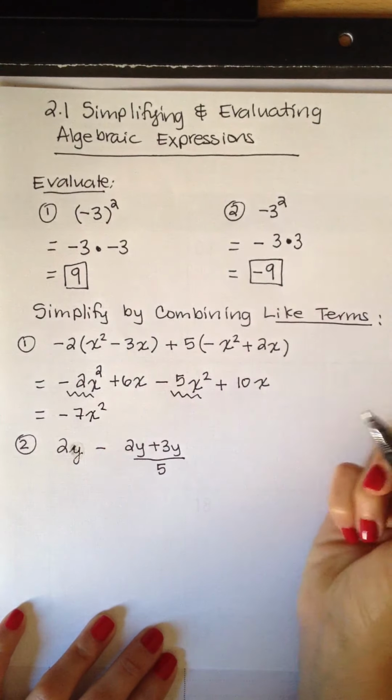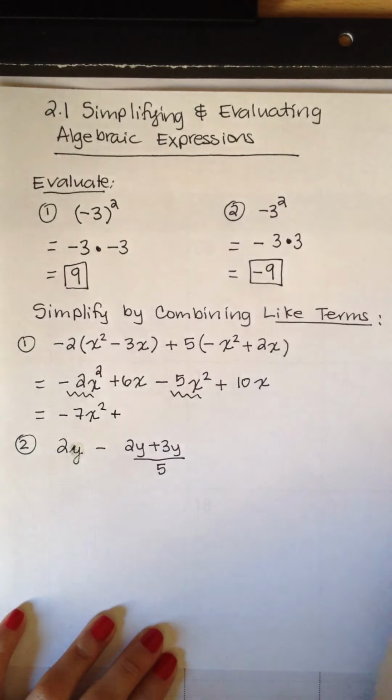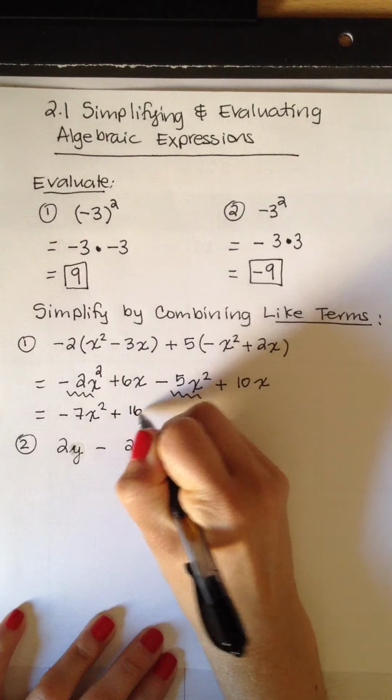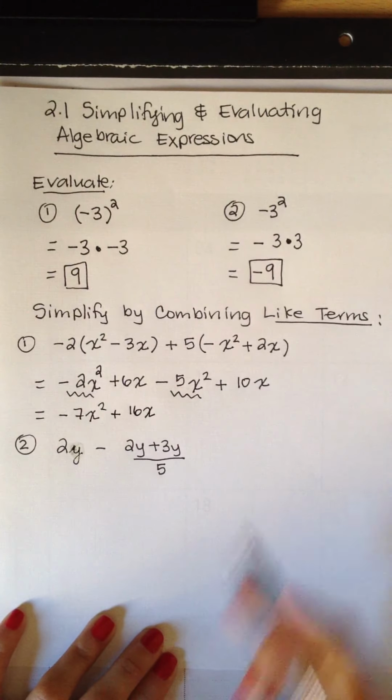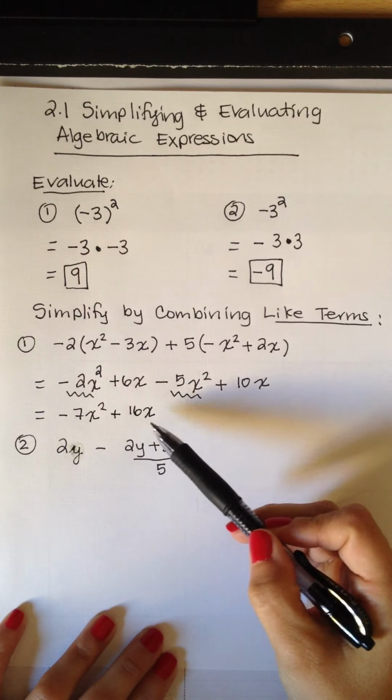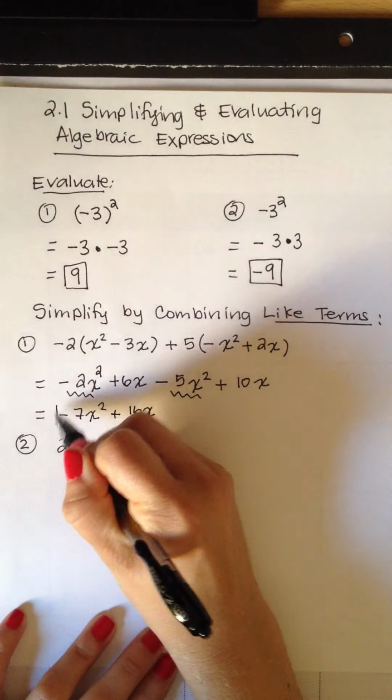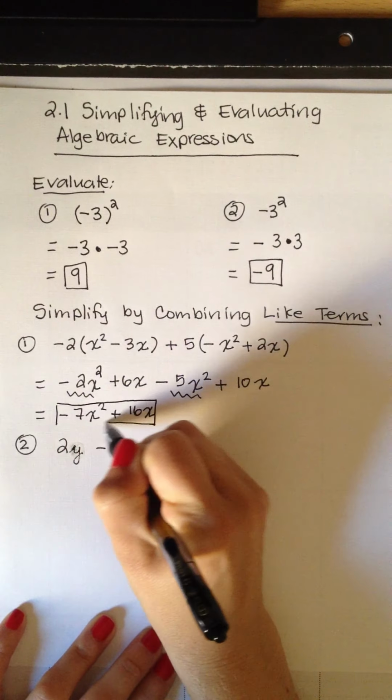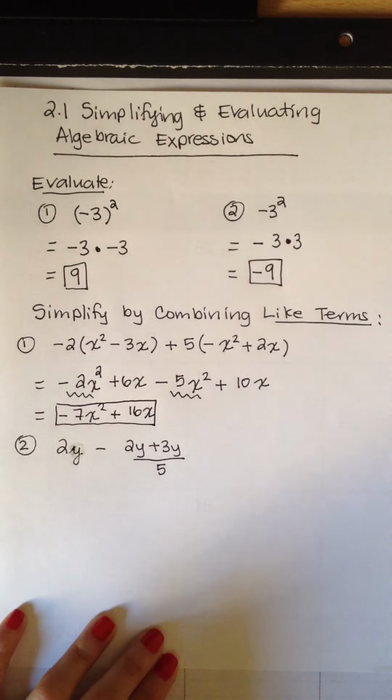-7x squared plus 16x. We can no longer add or subtract. This is our final answer. It's always a good idea to box your final answer, especially on your tests.